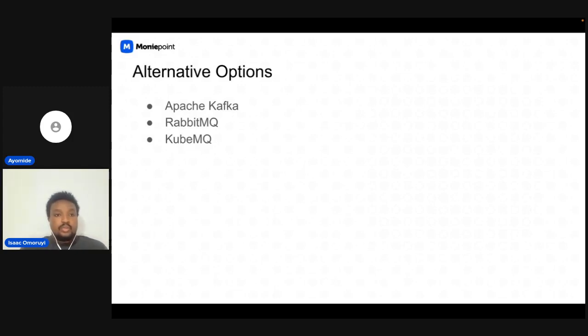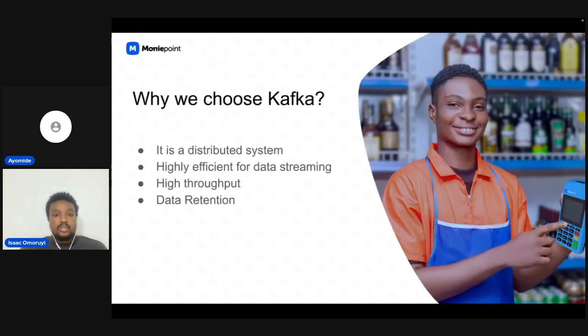So next up is why we chose Apache Kafka. Number one, we chose Apache Kafka because it's a distributed system.